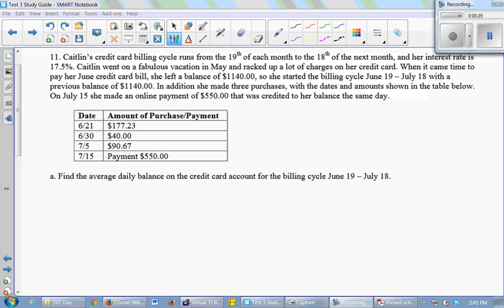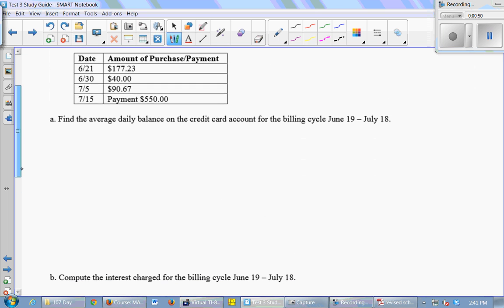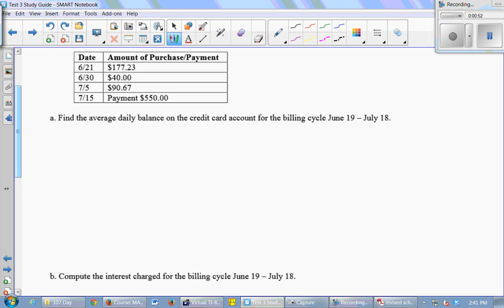And in addition to that balance, she made 3 more purchases with the dates and amounts shown in the table. On July 15th, she made a payment of $550 that was credited to her account that day. So we are supposed to find the average daily balance on the credit card for the June 19th to July 18th billing cycle. A really handy thing to do to find average daily balance is to create a little chart where we've got dates and total balance.